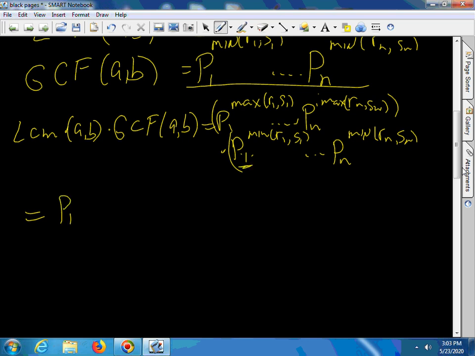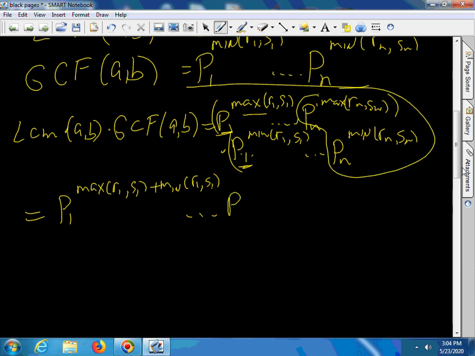So we have P1 to some power times P1 to a power. We're going to get P1 to the sum of those powers: the max of R1, S1 plus the min of R1, S1, all the way down to P sub n. They have like bases, so we add the exponents. We get the max of Rn, Sn plus the min of Rn, Sn. Okay, now let's see what this equals.